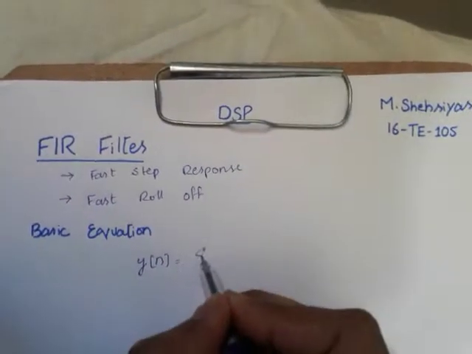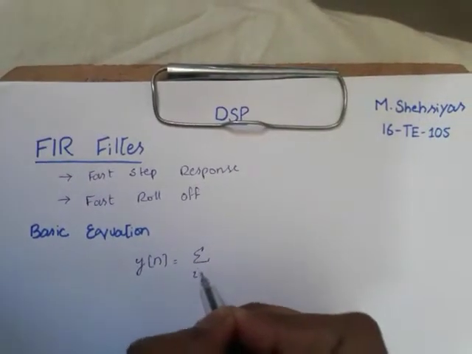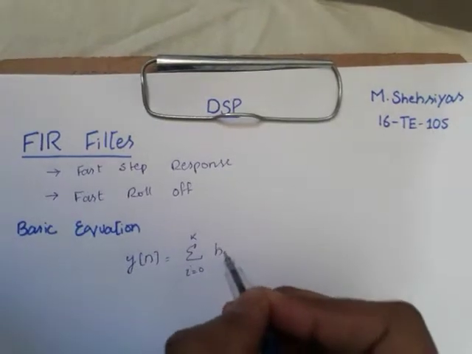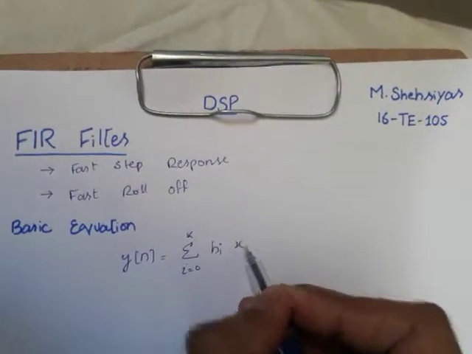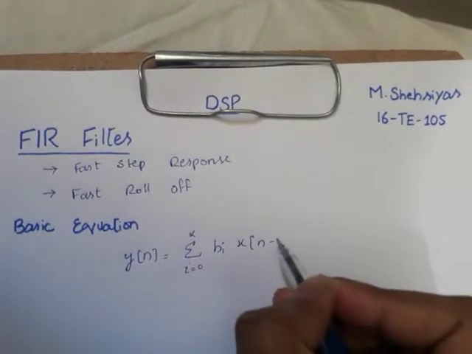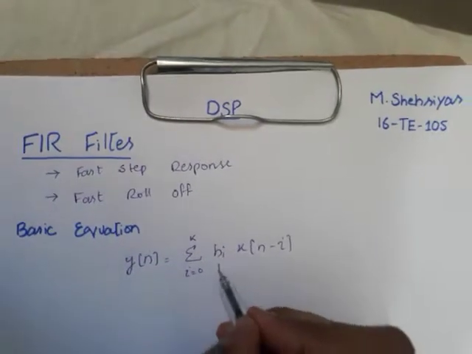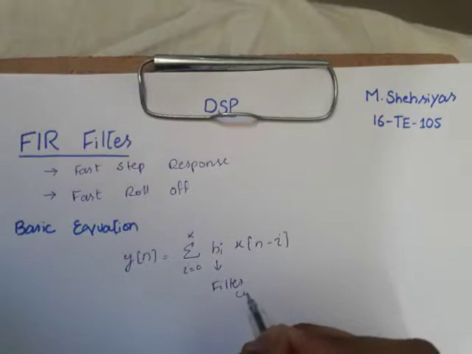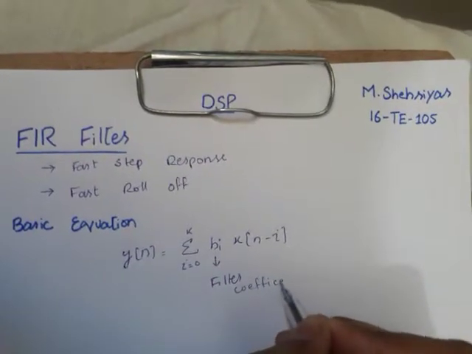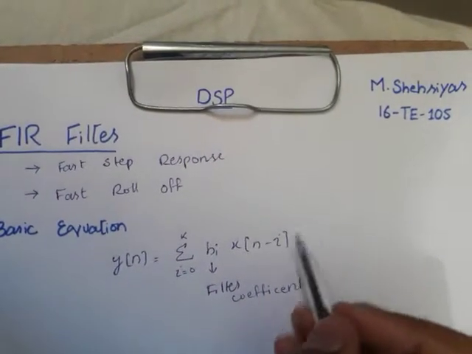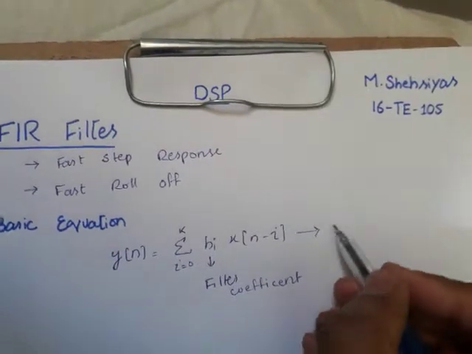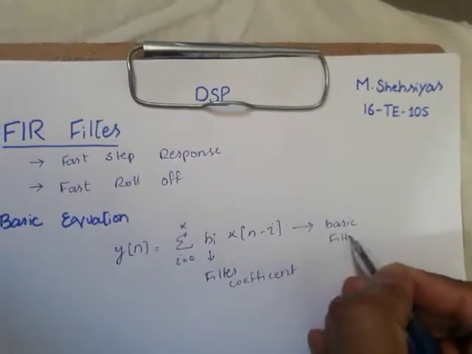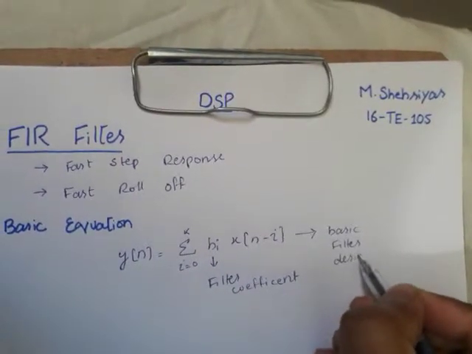n equal to summation i equal to 0 to k, b_i x of n minus i. Here b_i is basically the filter coefficient, while this one is the basic filter design equation.